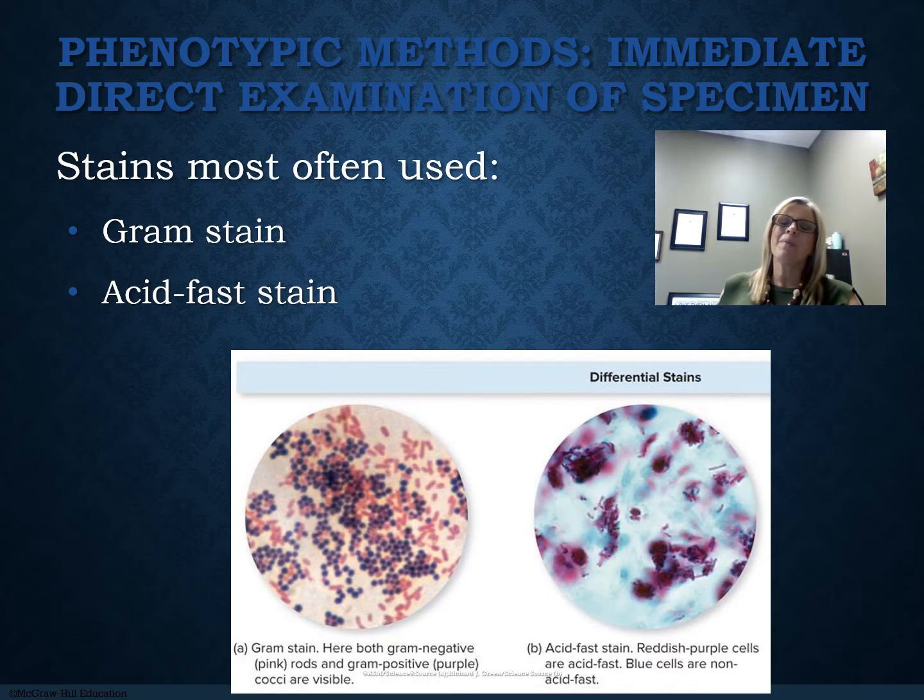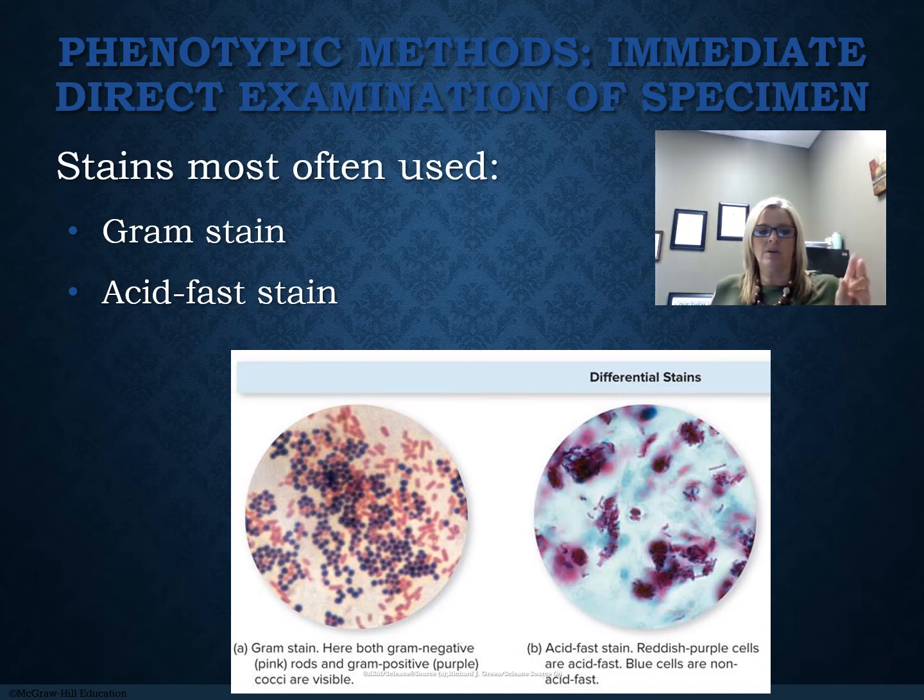Direct microscopic observation of fresh or stained specimens is one of the quickest methods to determine presumptive and then also sometimes confirm microbial characteristics. It's really important to help determine cell size, shape, and arrangements of cells, which really helps you to identify. The most common two types are going to be the gram stain and the acid-fast stain.